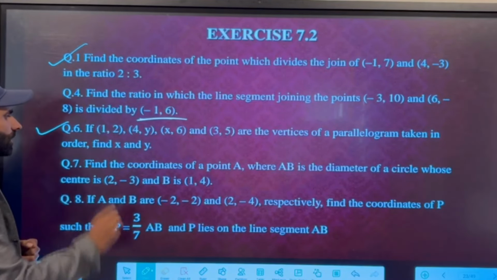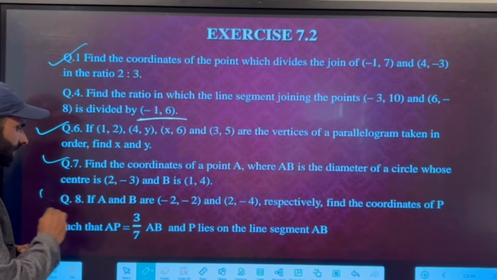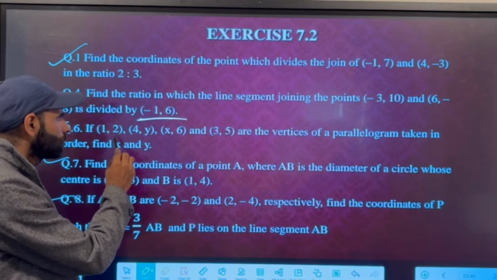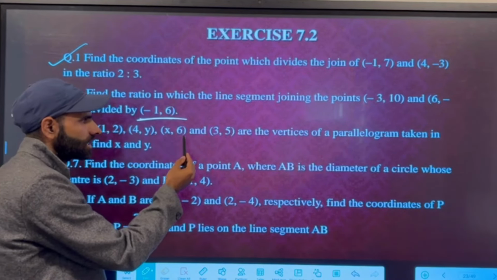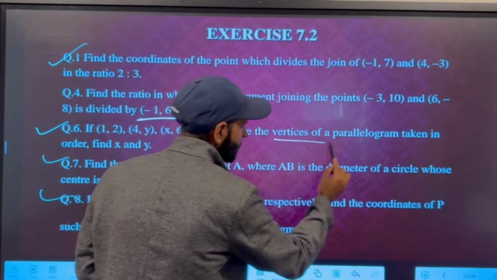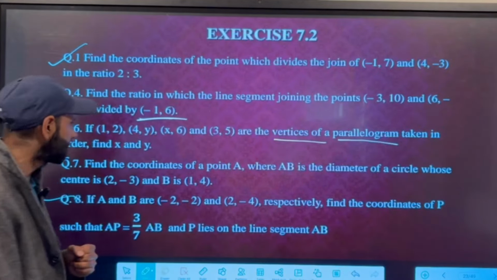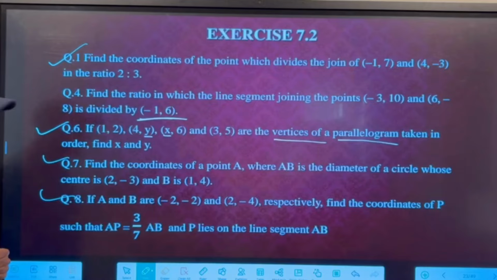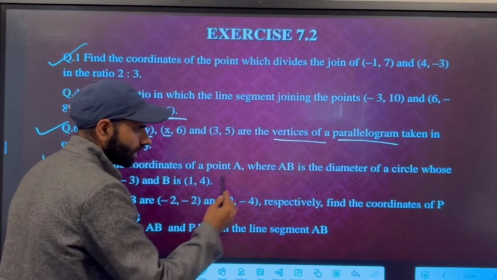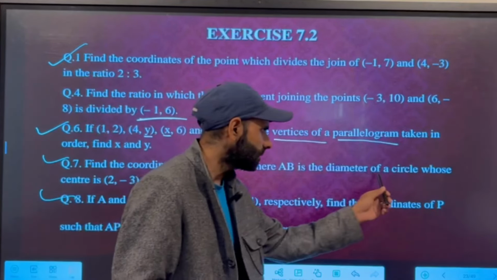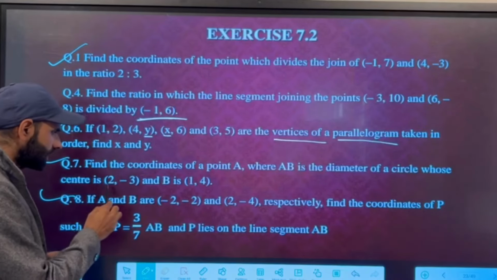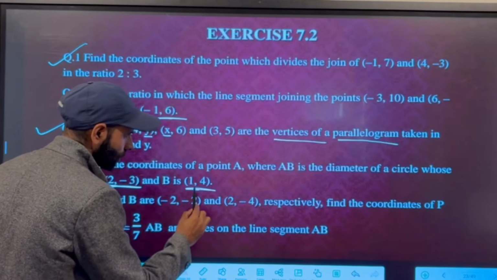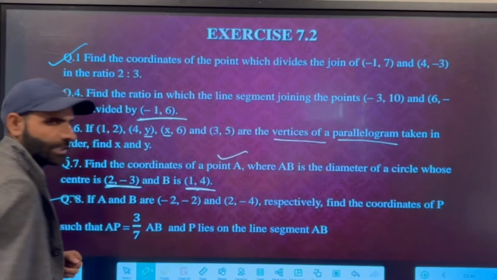Question number 6, very important question. Question number 6, 7 and 8, these three questions are very important. If (1, 2), (4, y), (x, 6) and (3, 5) are the vertices of a parallelogram taken in order, we have to find the value of x and y. Question number 7. Find the coordinates of point A where AB is the diameter of a circle whose center is (2, -3) and B is (1, 4). You have to find the coordinates of point A.